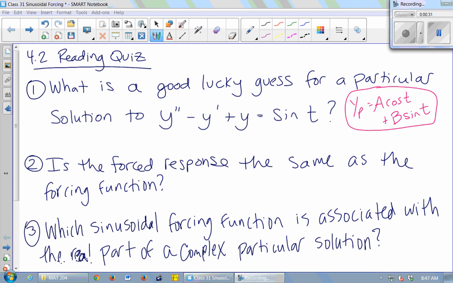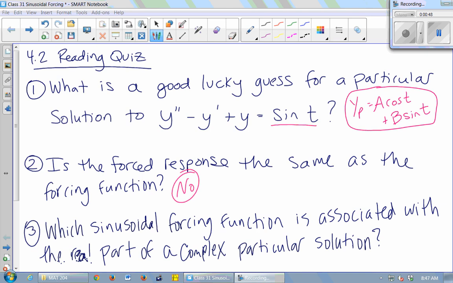All right, is the forced response the same as the forcing function? No. The forcing function is the thing in the original differential equation. The forced response is the solution, your particular solution. So these things are not the same.